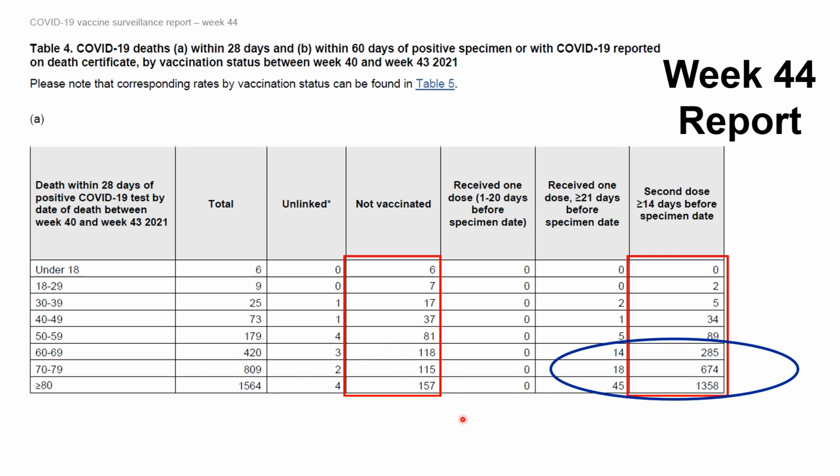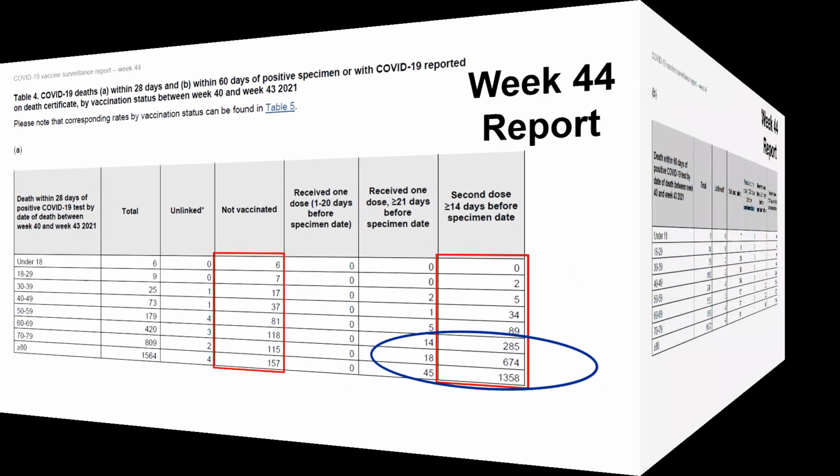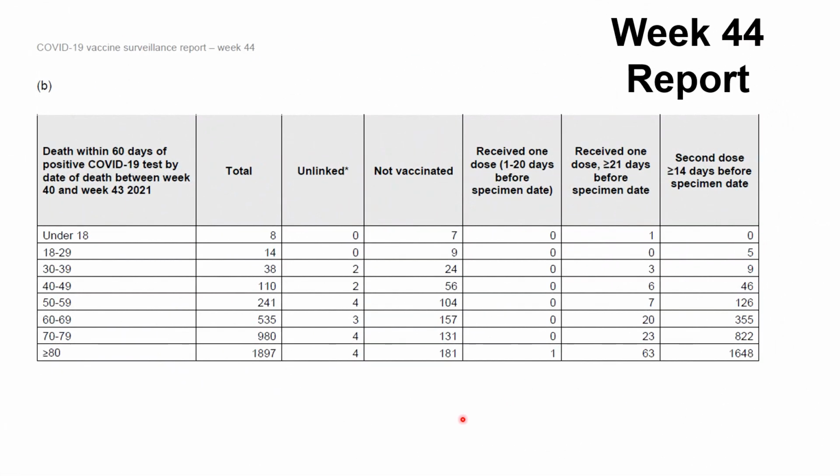So it could be a factor of that interfering. But one thing this doesn't do, it doesn't put in the totals. It doesn't give any real scientific analysis of the data. And we also have part B, which is the deaths within 60 days.